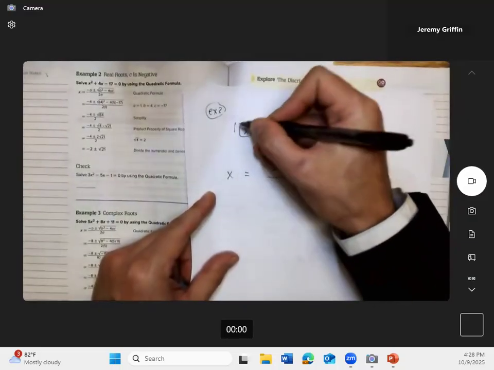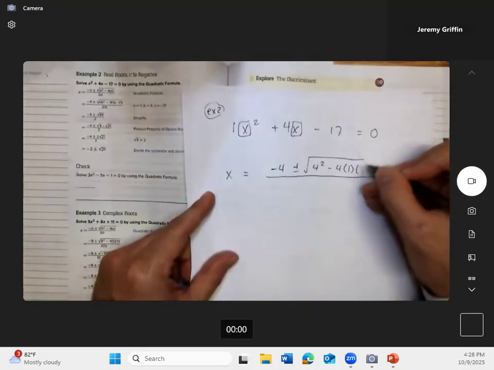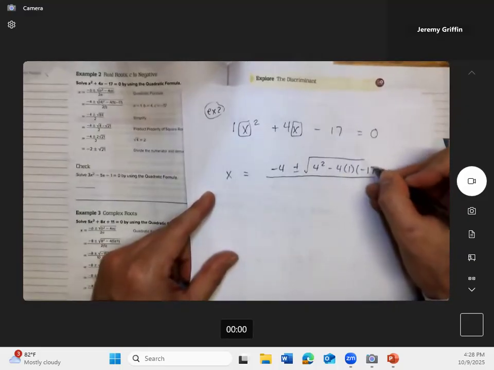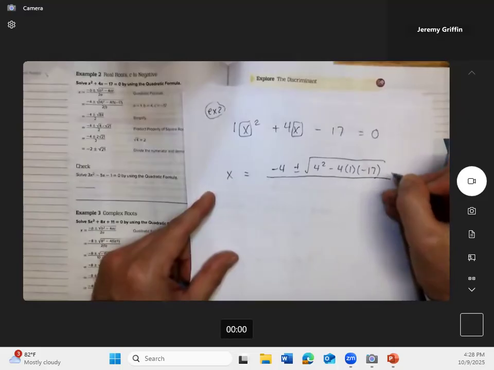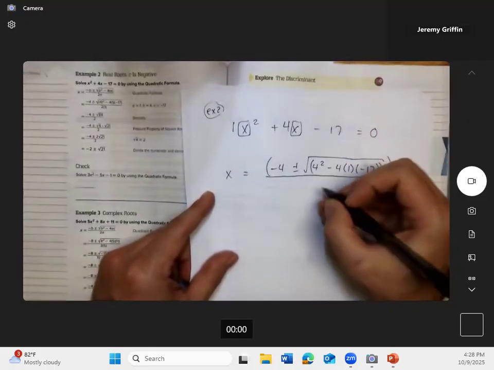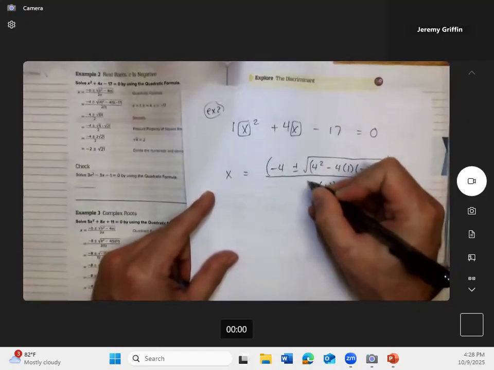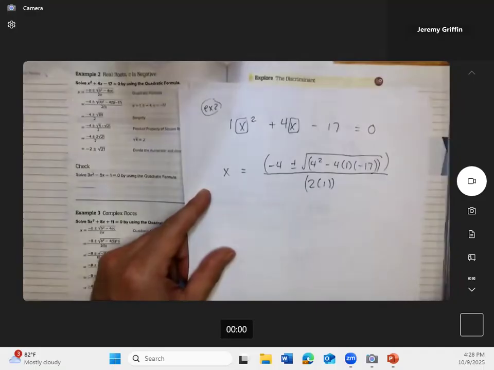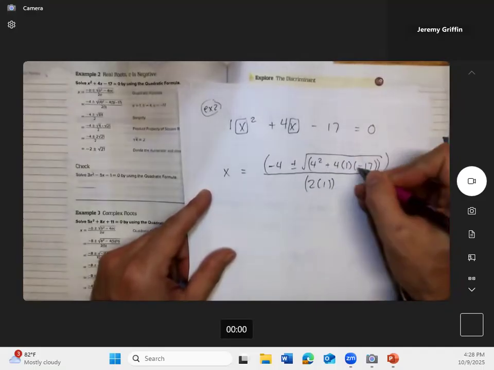Isn't there an implied 1 right here for a? So that's a is 1. And then c is negative 17. I think the whole purpose of this example is to have you watch your negative footwork, stay at minus a negative here. Okay. Then solve the numerator, then divide by 2a, which is like 2 times 1. Okay. So here, I'll go ahead and just get rid of those negatives.